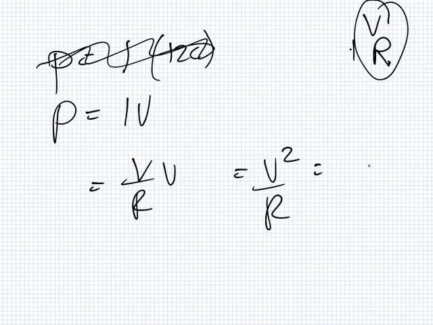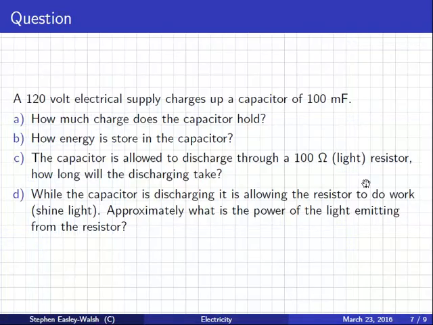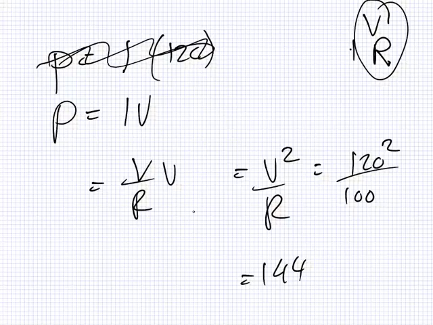What's the V? 120. And the R? 100. So 120 squared, we get 14.4. Now this is totally different, isn't it? Yes. Did I do that right? I think 14.4. The R in question B is different. Is it only equal to C? Yeah, only equal to C.